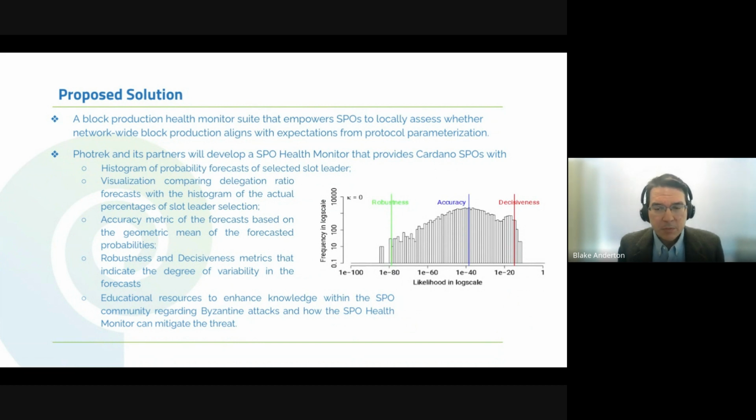In the latter milestone of this effort, we anticipate engaging the community with educational resources so that these are more immediately useful, not as esoteric probabilistic terms, but something that SPOs can use and quickly understand in a day-to-day sense of what's the health of the network, and do we see signs that bad actors may be at play.